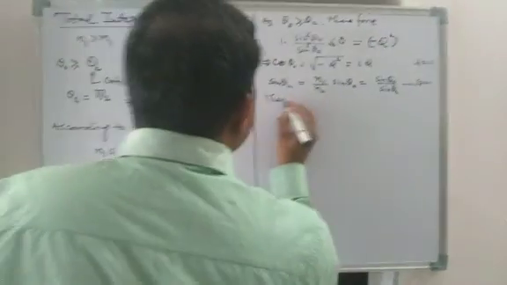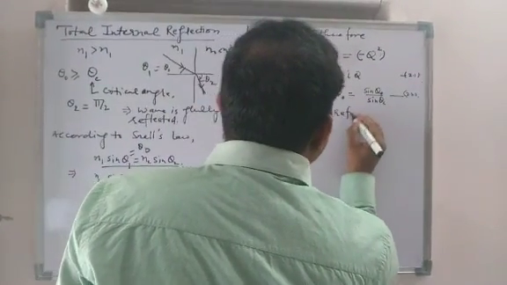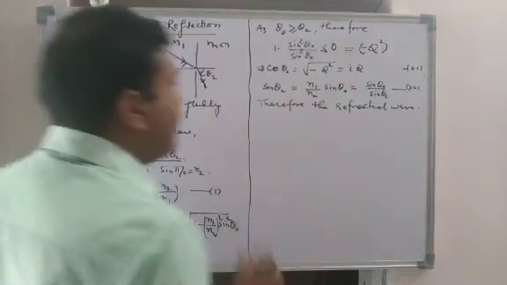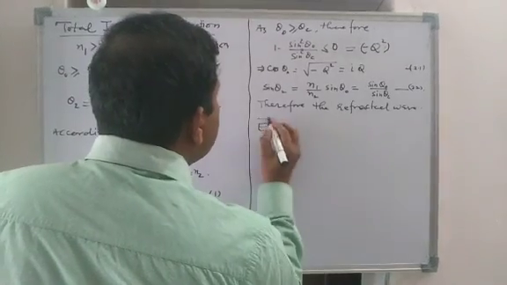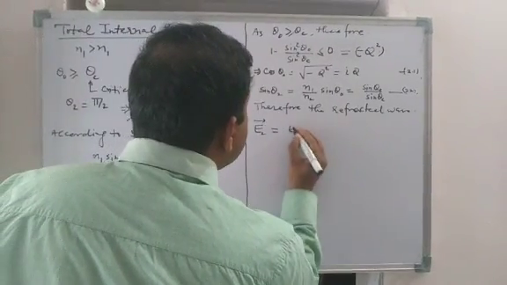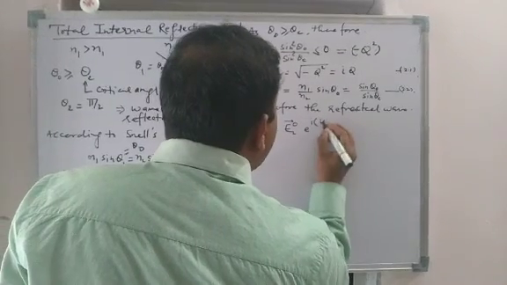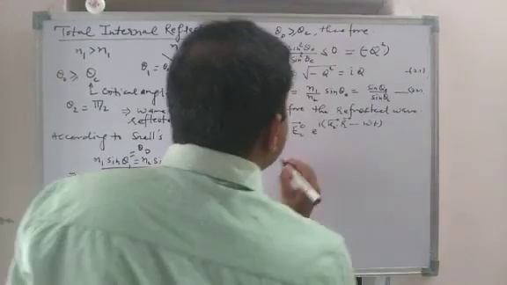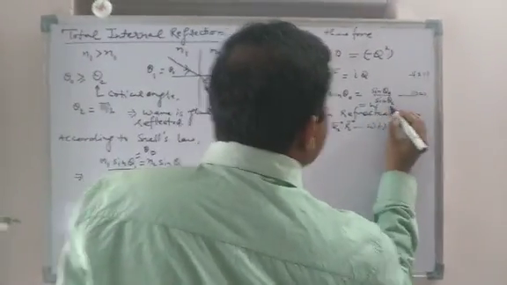So therefore, the refracted wave, what would it have been? So this was E2, and that was basically E2 naught, e to the power i k2 dot r minus omega t. So this is, well, I'm just defining this by something called W.